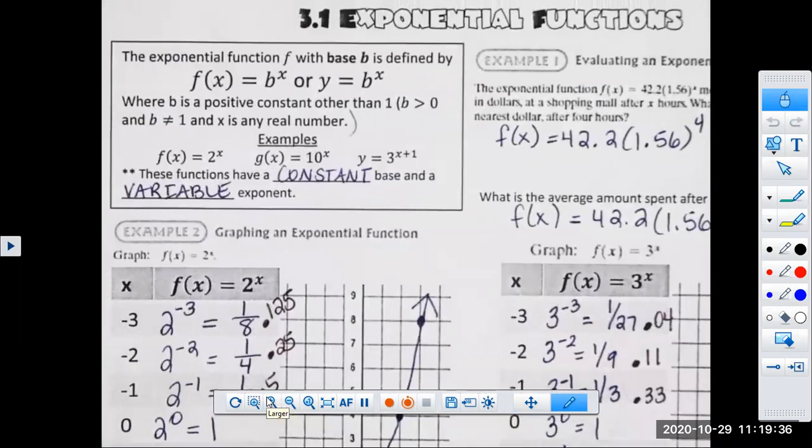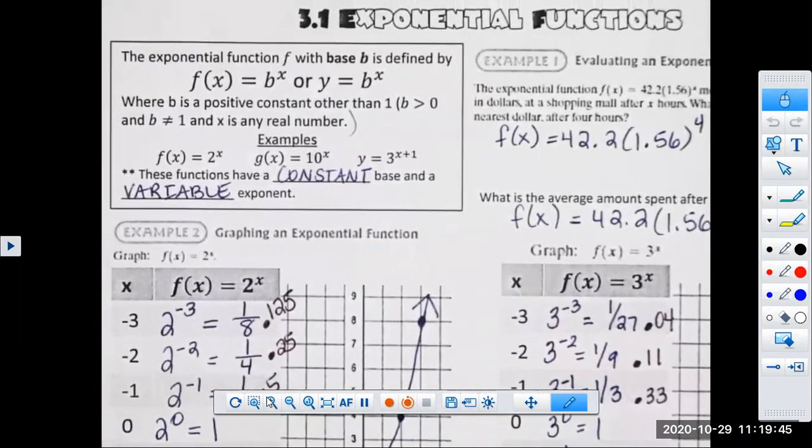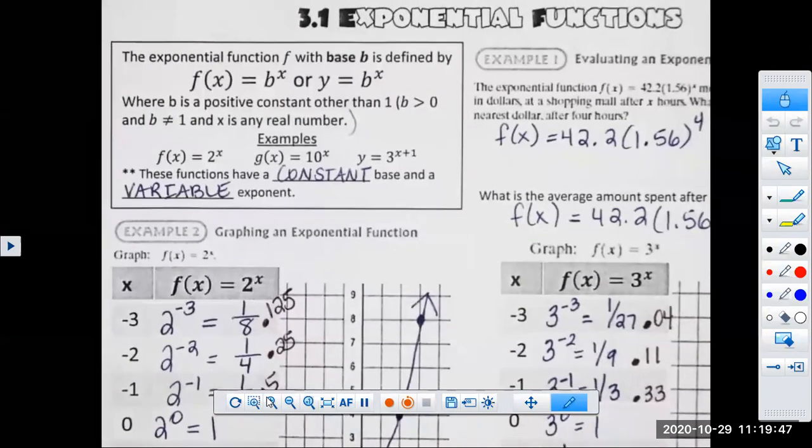Okay, so we're gonna get through 3.1 as much as possible today. We deal with some word problems towards the end that might take a little bit. So wherever we end, that will be fine.